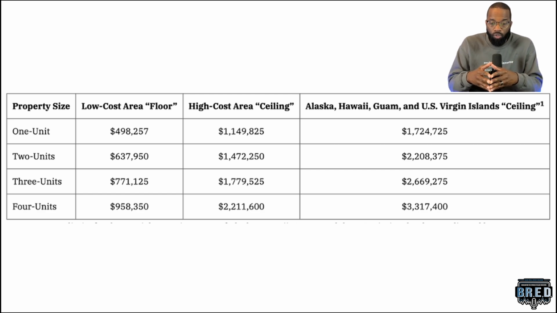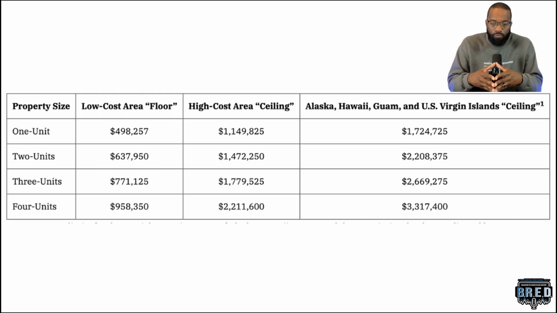So the way we'll go on this chart, we'll go by each unit line, and then we'll talk about the low cost area floor and the high cost area ceiling, and then the exceptions that are being made for Alaska, Hawaii, Guam, and the Virgin Islands. All right. So the low cost area floor for one unit is $498,257. And the high cost area ceiling for one unit is $1,149,825. So what this means is that if you are in a low cost area, you need to have a loan of at least $498,257 in order to be able to get an FHA loan.